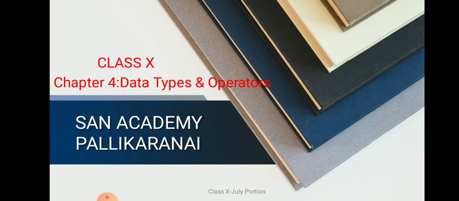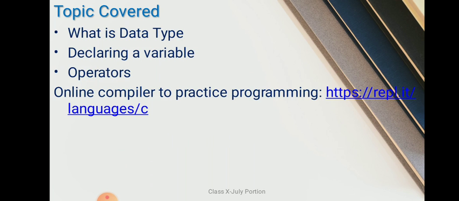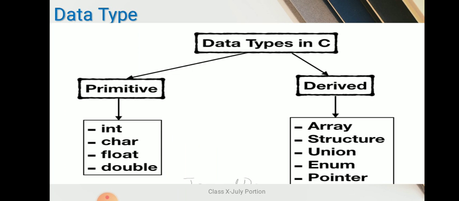In this video I'll be telling you how to write the lab activity. Class 10, Chapter 4: Data Types and Operators. We are seeing what a data type is, declaring a variable, and operators. This is an online compiler link. You can use this to do your lab activity.